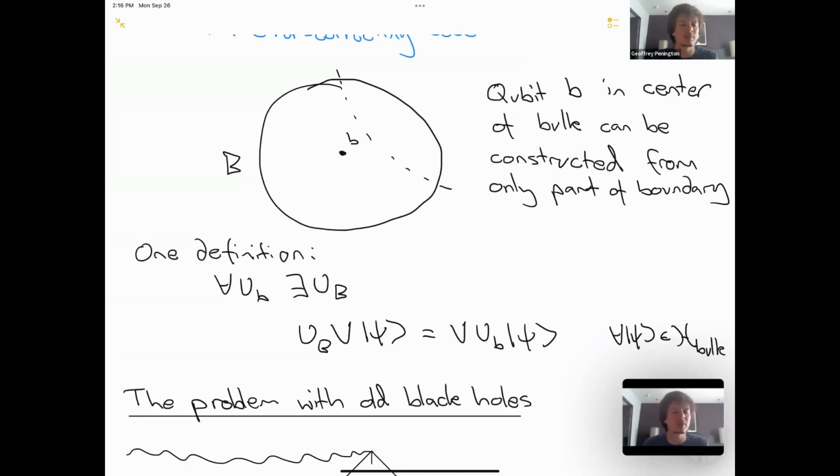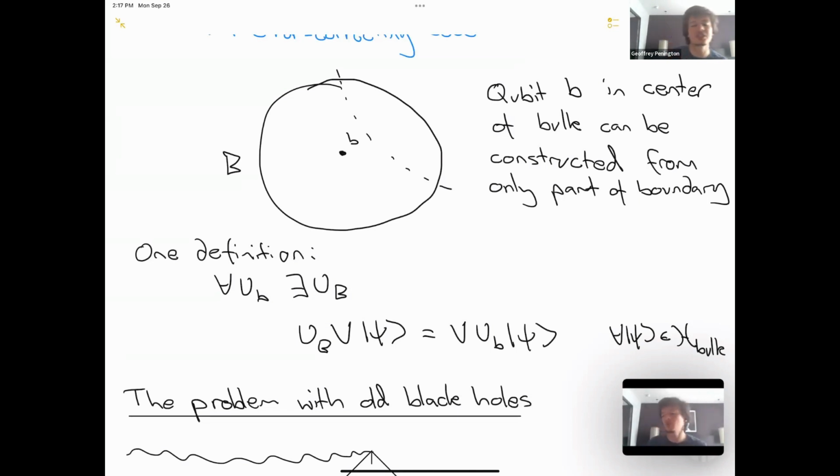Okay, any questions about that? Because that was just a lightning review of the standard story in AdS/CFT, but I think it's important to have everyone on the same page before we go on to the more radical stuff with black holes. Okay, nobody is shouting up as far as I can tell, so I will go on.